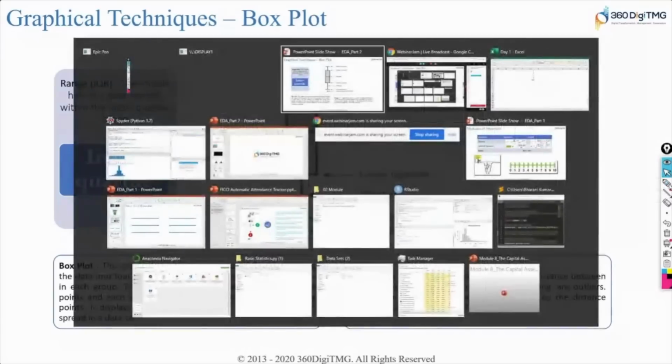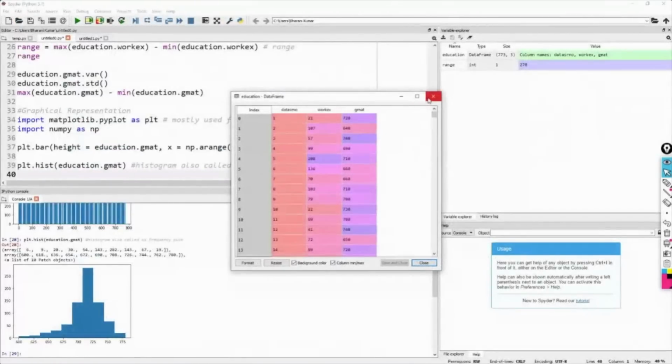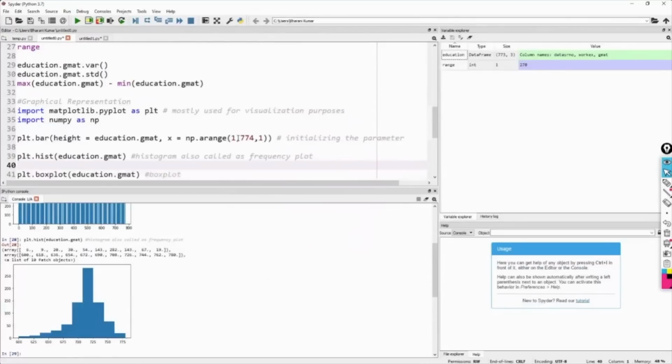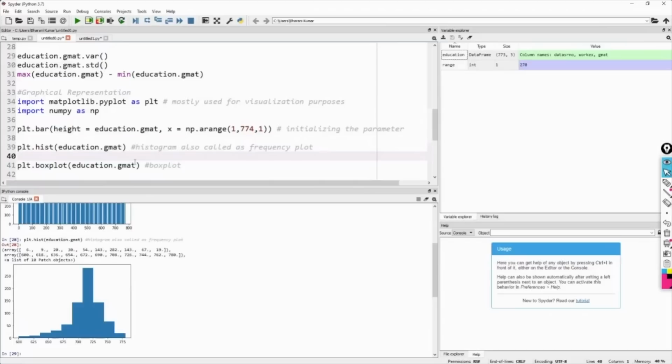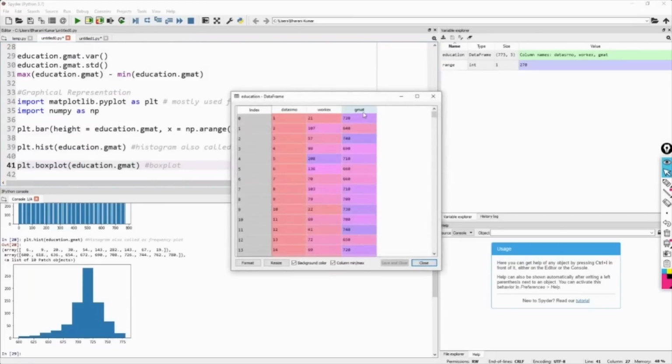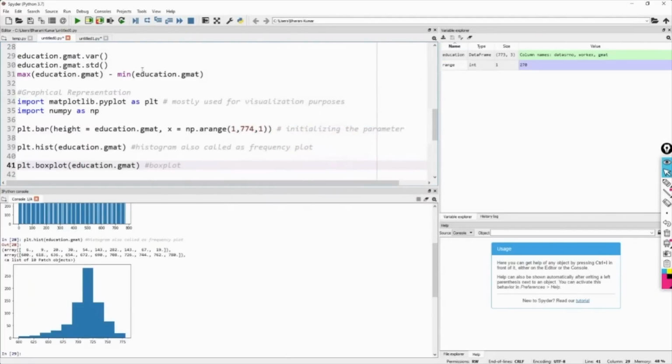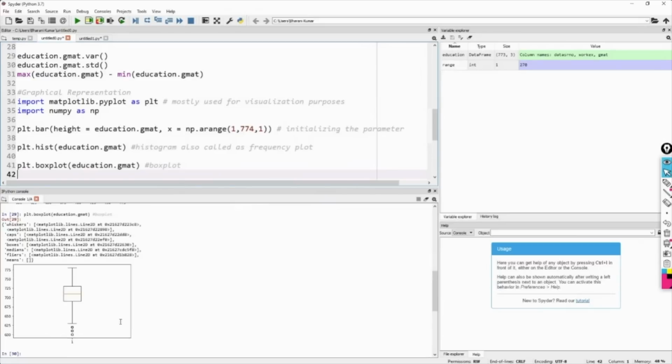Wonderful. So let me go back to Python and let's do this box plot. Simple. You just need to say, go to plt. plt is matplotlib. From that, you're picking up pyplot, plt dot boxplot. And you want to do a box plot for GMAT score. You have education.gmat. When you run that, there we go.